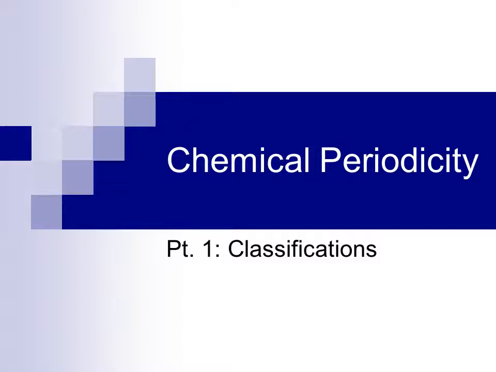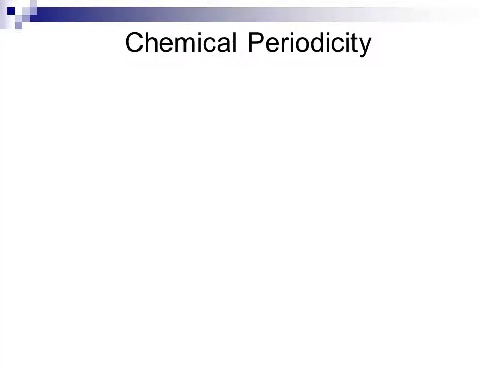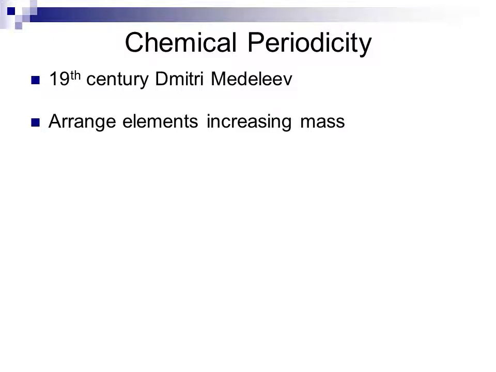Chemical periodicity. Chemical periodicity refers to the arrangement of elements in a structured format that we call the periodic table, and how the properties of the elements relate to that arrangement. The first chemist to really explore the concept of chemical periodicity was a 19th century Russian chemist by the name of Dmitry Mendeleev. He arranged the elements by increasing atomic mass and found what we now call periodic law.